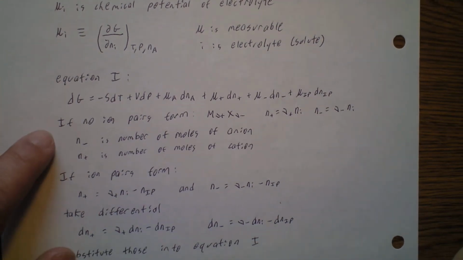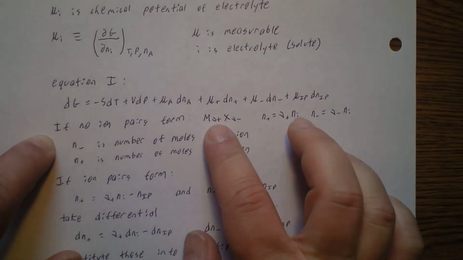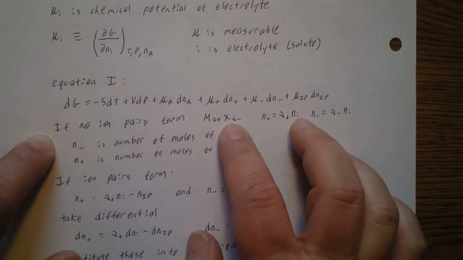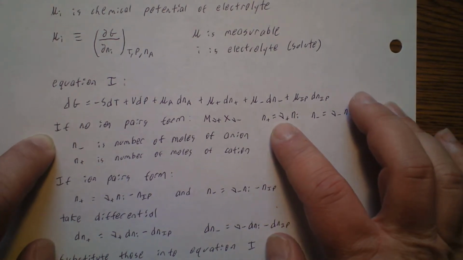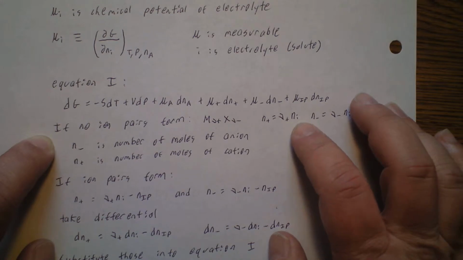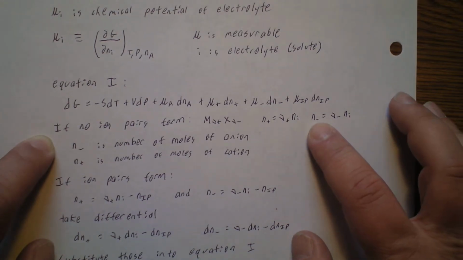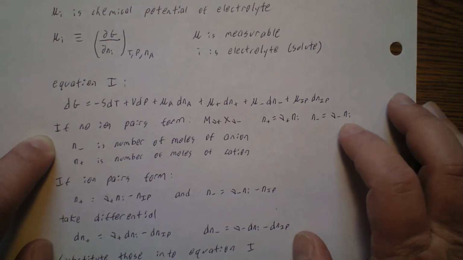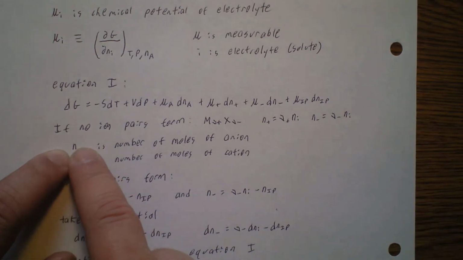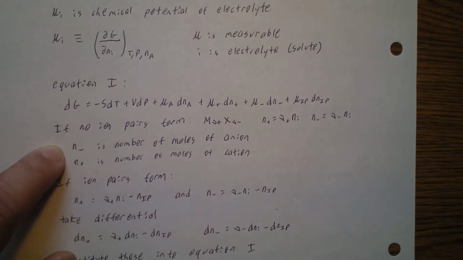Now if no ion pairs form, then we have the metal, and that's the nu plus, and the non-metal, the nu minus. And then N plus will be equal to nu plus times the number of moles of the substance i, the solute. And then N minus will be equal to nu minus times the number of moles of the solute. So remember, N minus is the number of moles of the anion, and N plus is the number of moles of the cation.